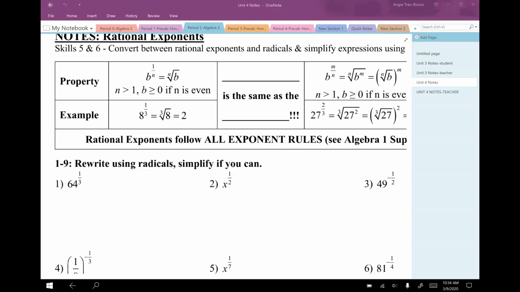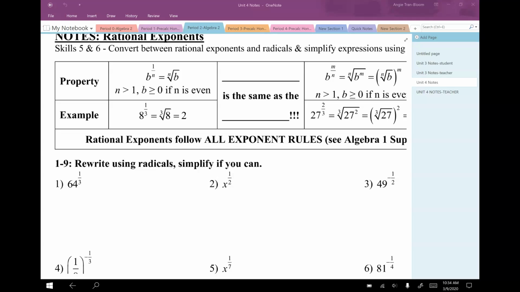3. What is the power of your 8? Your base is 8. What power does the 8 have? 1, because the numerator is your 1. So now, can you do the 3rd root of 8 easily? Yep, the 3rd root of 8 is simply 2.